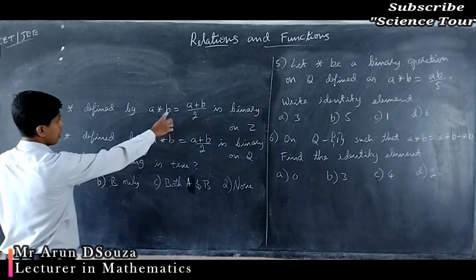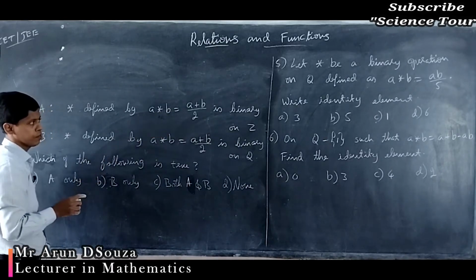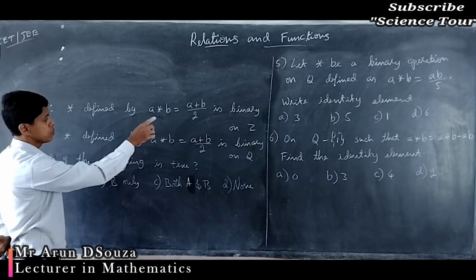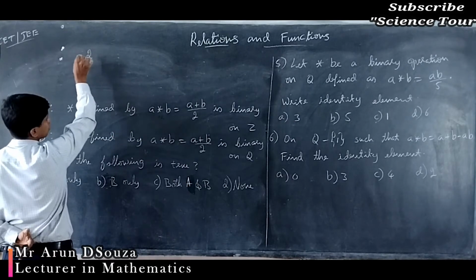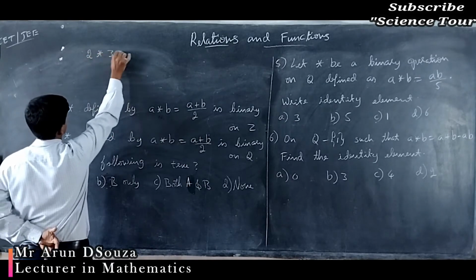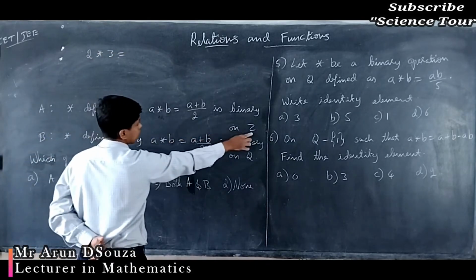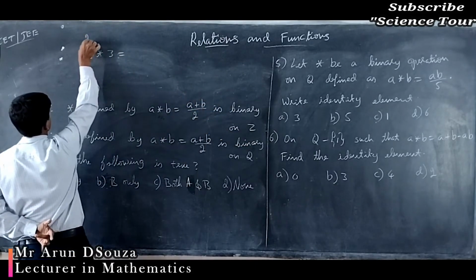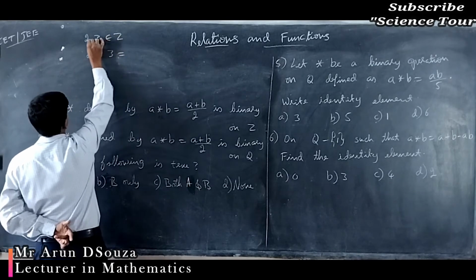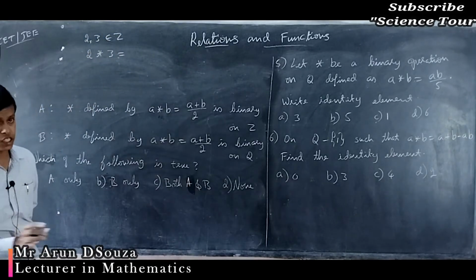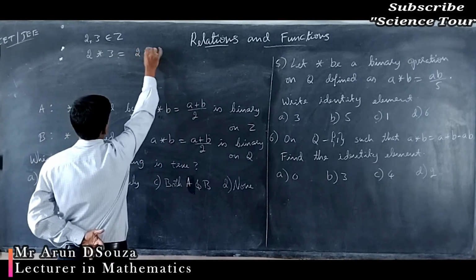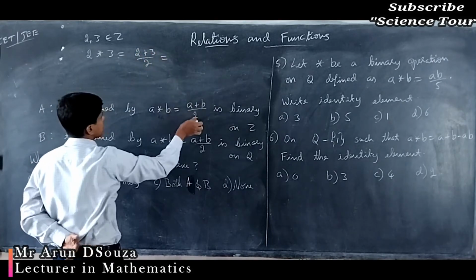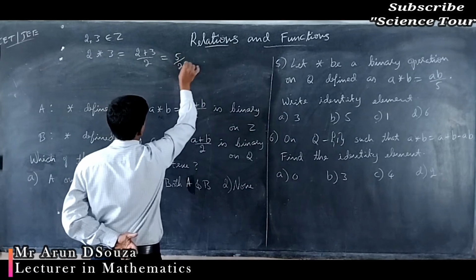First, you have A star B, and that is (A plus B) by 2. So understand, I will take 2 star 3. Can I take 2 comma 3 from the set of integers? Yes. Then 2 star 3 is (2 plus 3) divided by 2, that is 5 by 2.